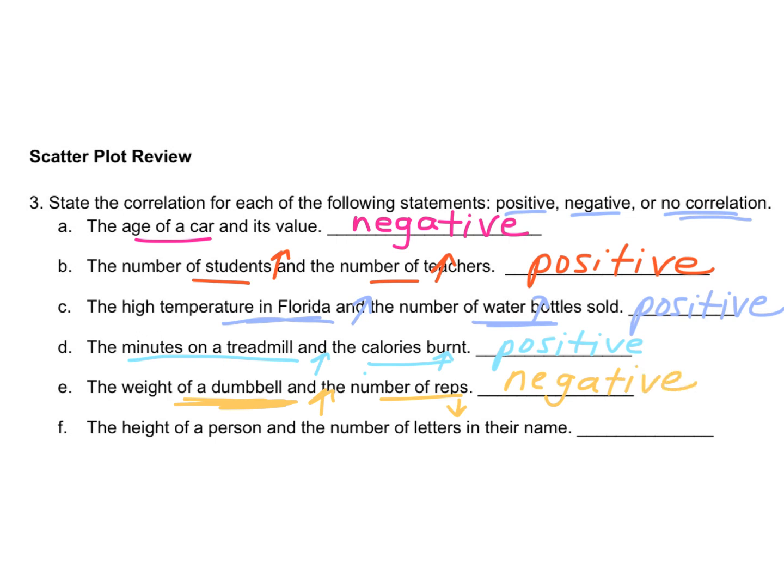And then the last one, the height of a person and the number of letters in their name. I mean, you could have a 6-foot tall person and their name could be like Al with 2 letters, but their name could also be like James. So I don't think that this would relate at all, how tall you are and how many letters are in your name. So this would be no correlation.